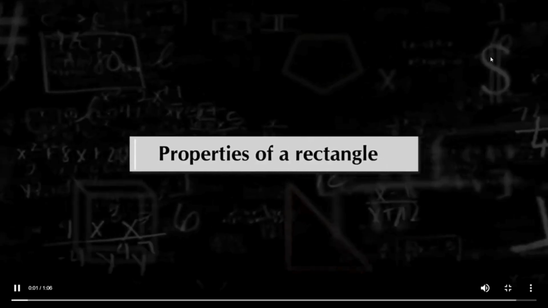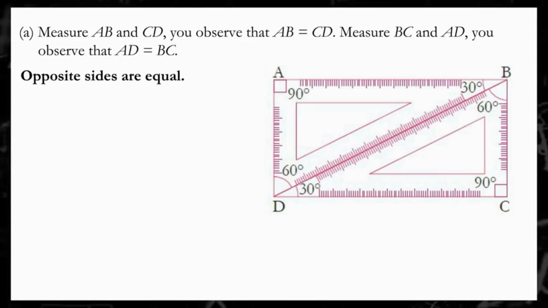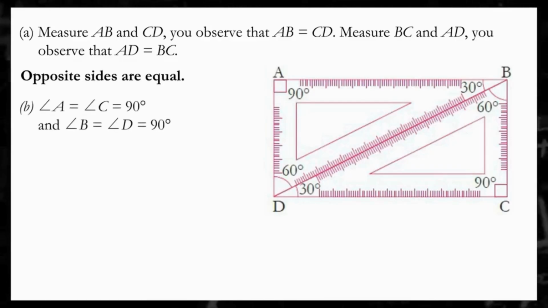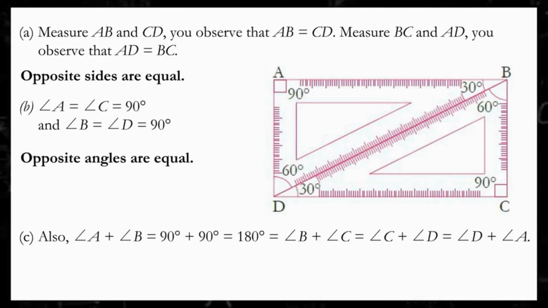Properties of a rectangle. A. Measure AB and CD. You observe that AB is equal to CD. Measure BC and AD. You observe that AD is equal to BC. Opposite sides are equal. B. Angle A is equal to angle C is equal to 90 degree and angle B is equal to angle D is equal to 90 degree. Opposite angles are equal.